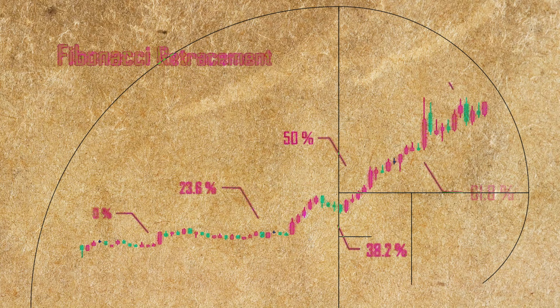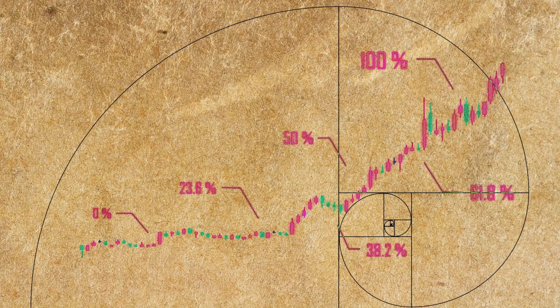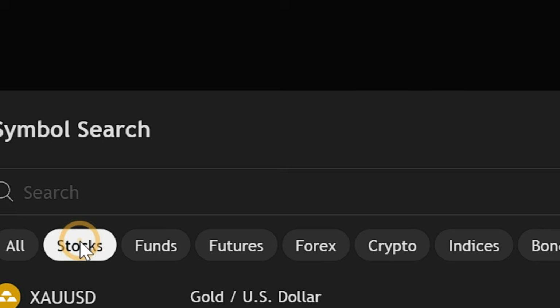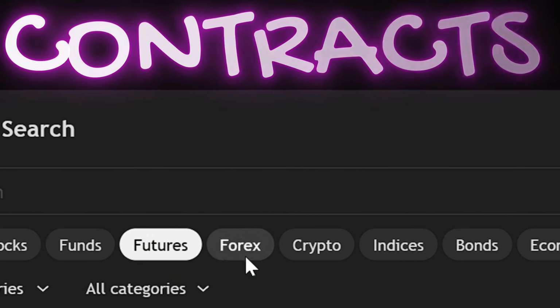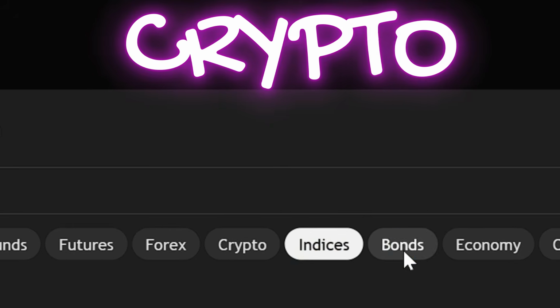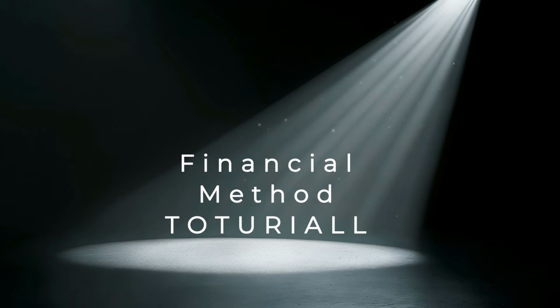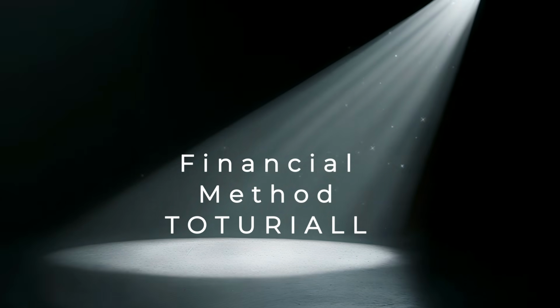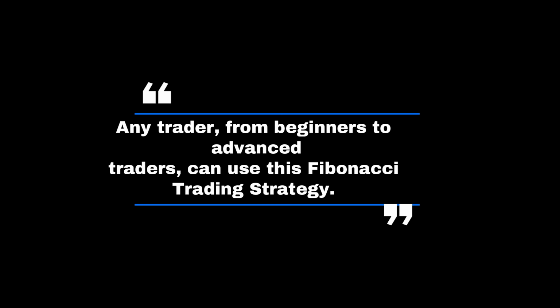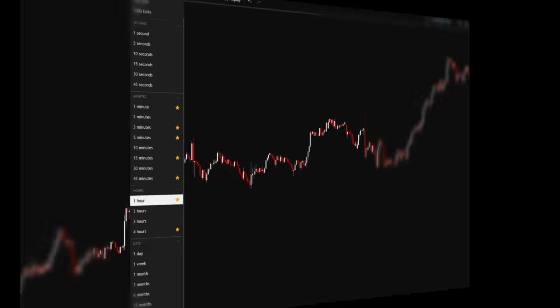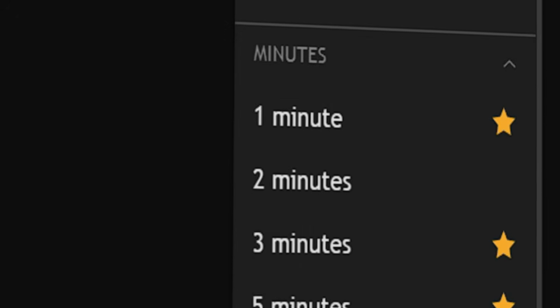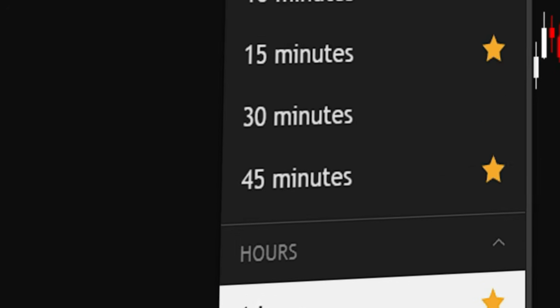Trading with Fibonacci can be really simple, but it's such an effective way of trading the market, whether you're dealing with Forex, options, contracts, stocks or crypto, it doesn't matter. What we're going to do here is go through this financial method that basically any trader, from beginners to advanced traders, can use. And guess what? It works in any market and across all your favorite trading timeframes.